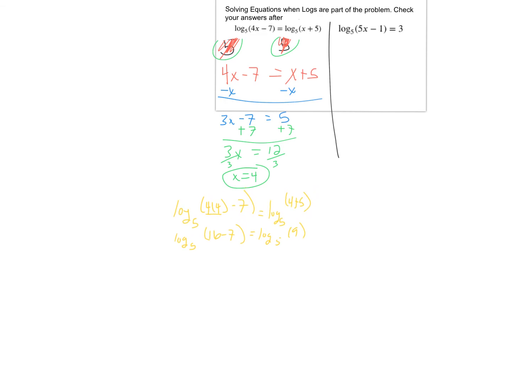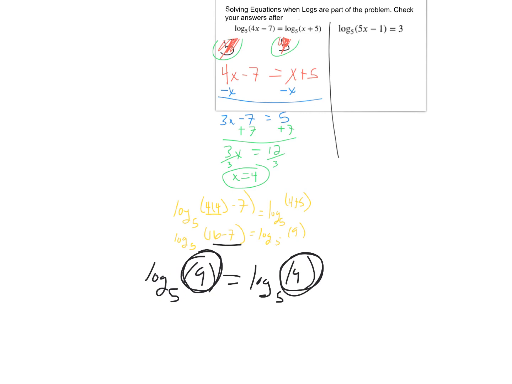Okay. Now, let's do this. So log base 5 of 9 is equal to log base 5 of 9. Okay. So now, this looks okay because, again, one big thing we have to worry about is getting a negative in a logarithm, because we can't have a negative in a logarithm. Okay. So in this case, does log base 5 of 9 equal log base 5 of 9? It does. And again, I don't have a negative inside here, so we know we're good. Okay, so therefore, we're good. So the 4 does check out.